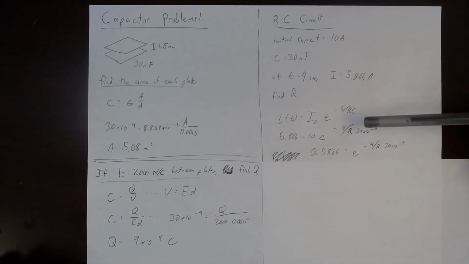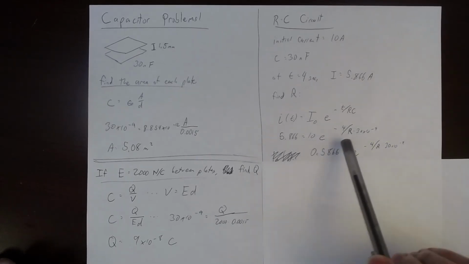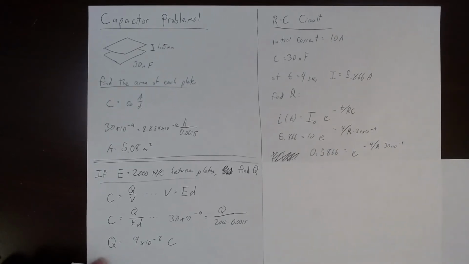What we want to do is take the natural log of both sides, and while you can just take the natural log of 10 times e to the stuff, you don't want to. It's annoying. So what we do instead is we make sure that it's all numbers on one side and all exponential on the other side. So divide by 10. 0.5866 is equal to e to the negative t over RC. Then we take our natural log of both sides.